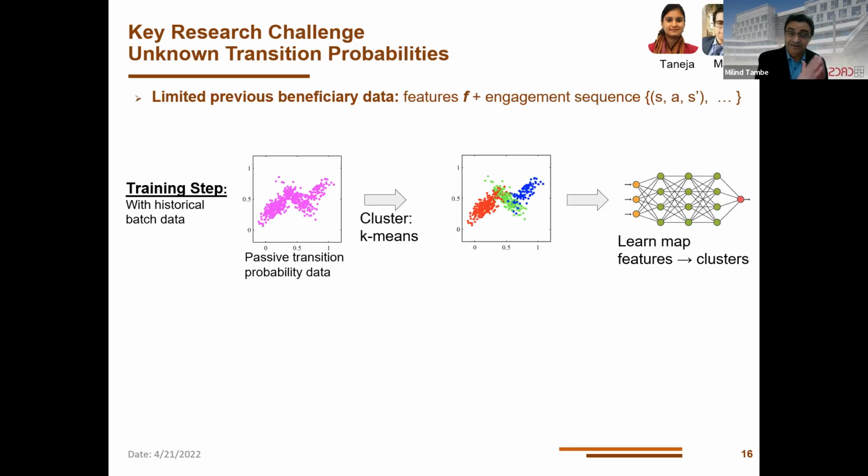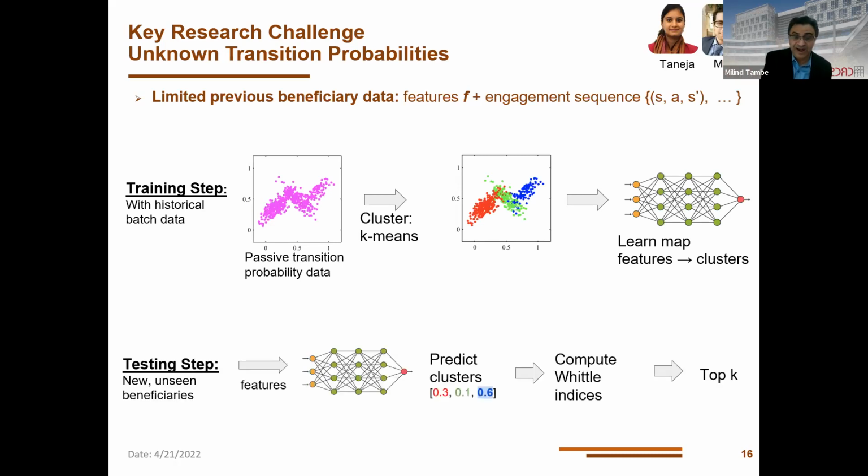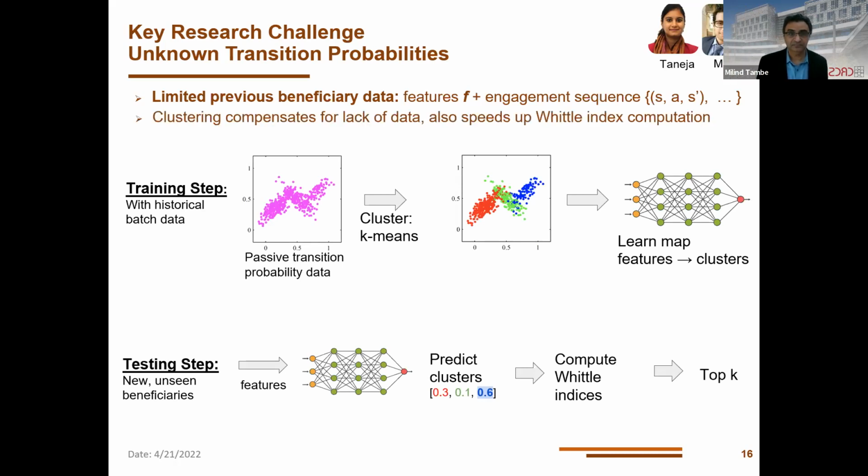And then we can learn a mapping from the features, age, income, etc., into these clusters, meaning that when a new mother arrives, we get a mapping from her features into her behavior, her transition probabilities from bad state to good state upon intervention or not. Given that, we can compute her Whittle index and then choose the top K mothers to give a call to. Clustering here compensates for the lack of data. And it also speeds up the Whittle index computation because we are not computing the index for individual mothers, but just one whole cluster at a time.